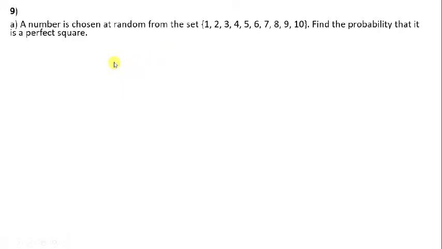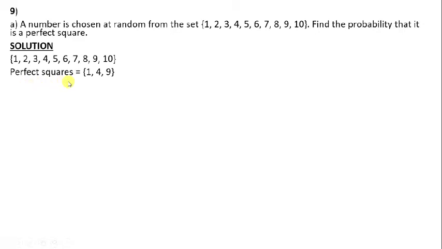A perfect square is a number you get after multiplying a number by itself. So if I multiply 1 times 1, I'll get a 1. 2 times 2 will give me a 4. 3 times 3 will give me a 9. So the perfect square numbers are 1, 4, and 9.